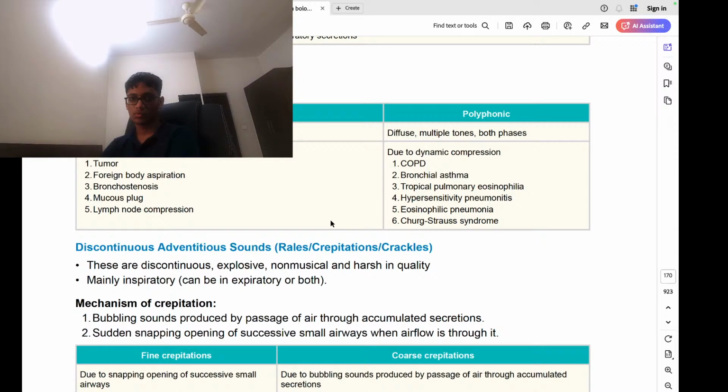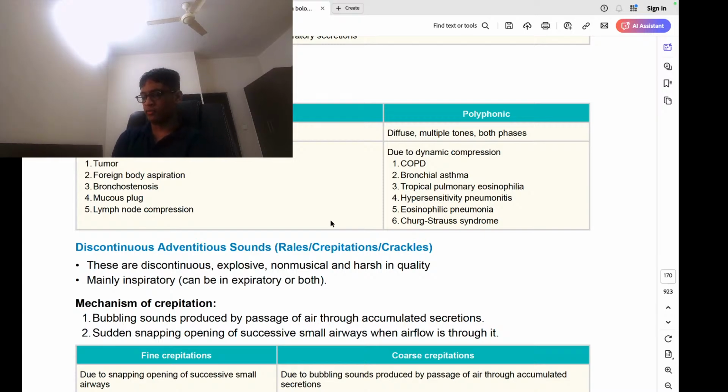Foreign body aspiration, again, anything which is bronchial asthma which is producing, then it is monophonic. If it is dynamic compression, COPD, there is, what can I say, dynamic compression maybe. Bronchial asthma also has varying different levels of compression. Pulmonary eosinophilia, hypersensitivity pneumonitis, eosinophilic pneumonia, and Churg-Strauss syndrome.